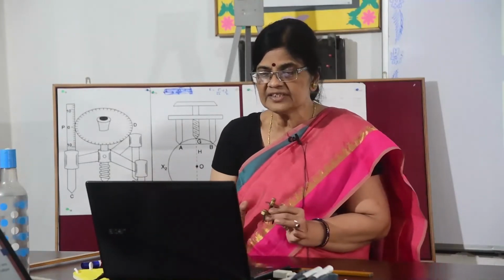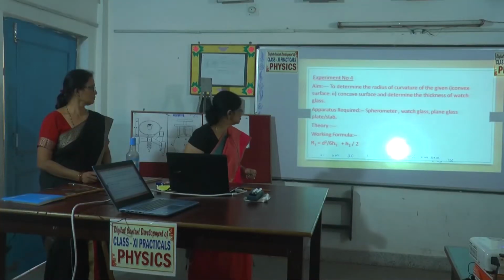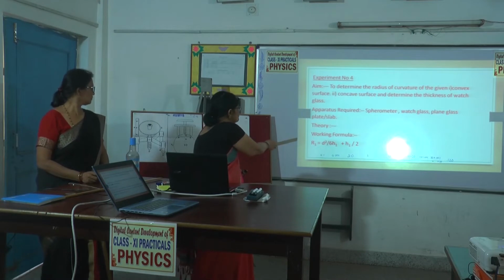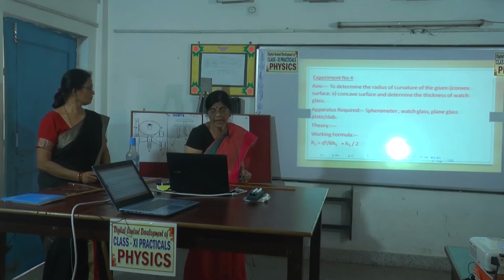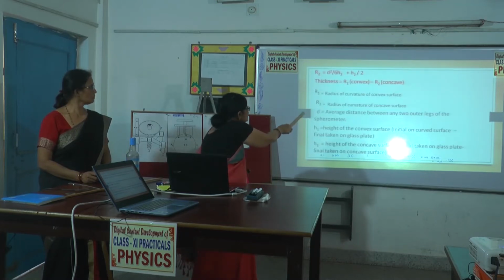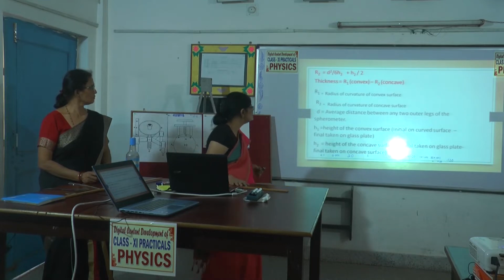And you have a plain glass plate or a plain glass slab. So you have to take a plain glass surface, a spirometer and a watch glass. The working formula for the convex surface radius of curvature is R1 = d square by 6h1 plus h1 by 2, where R1 is the radius of curvature of the convex surface and d is the average distance between any 2 legs of the spirometer.